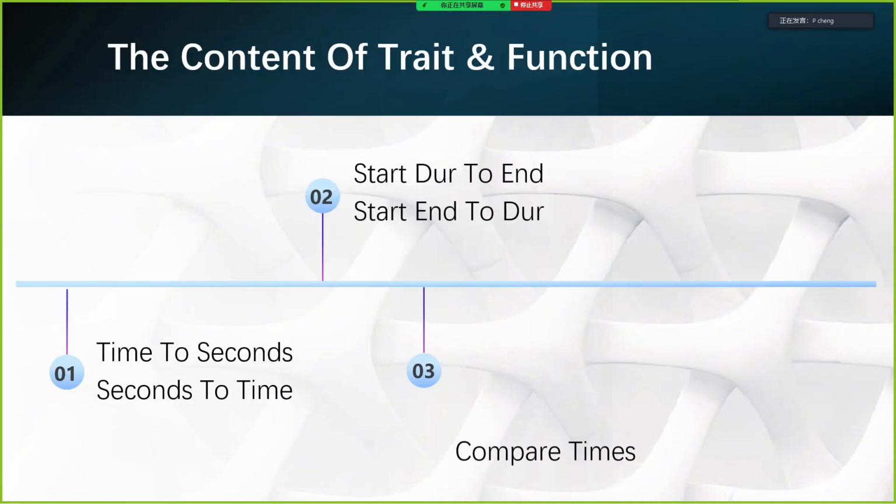We will start by introducing the three main components of the time module. The first is time to seconds and seconds to time, the second is start duration to end and start end to duration, and the third is compare times.